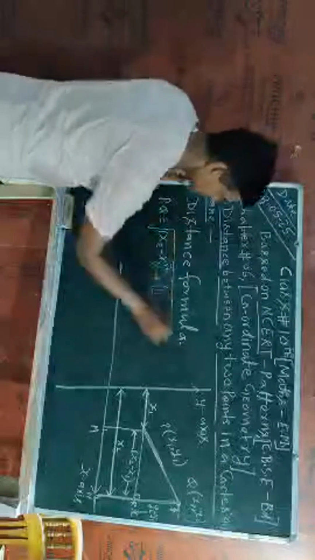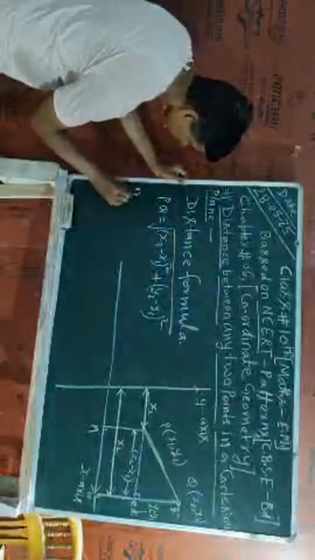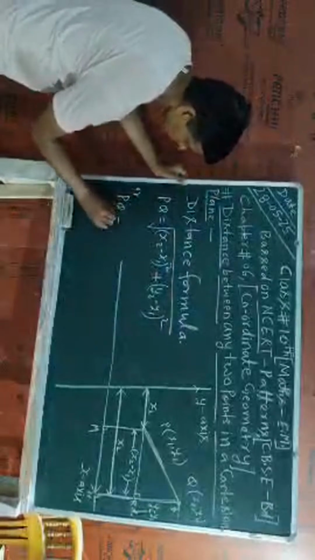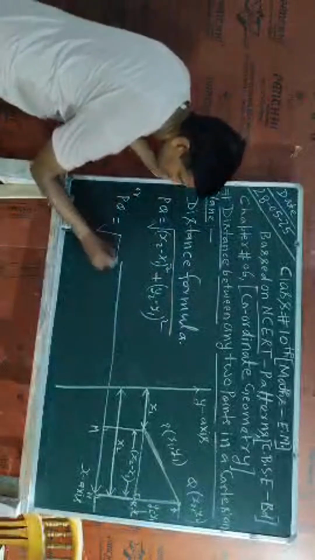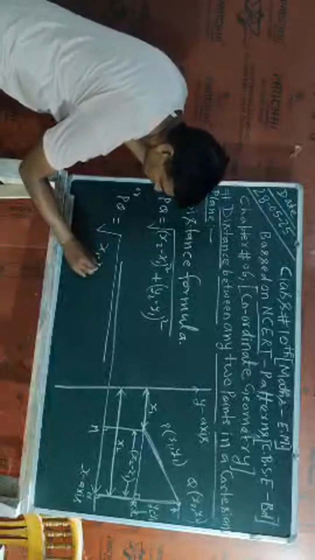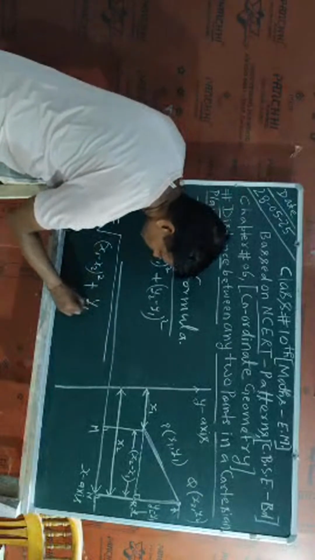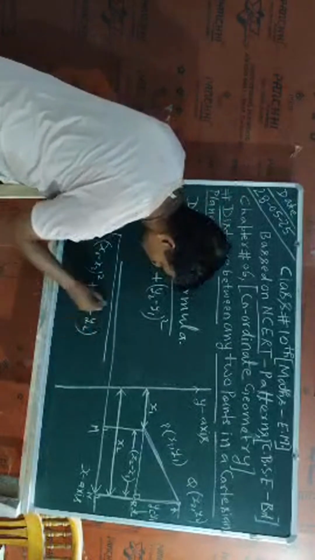You can remember it. One student can use this one, or another student can use it like this. So both are the same. If the student writes x1 minus x2 whole square plus y1 minus y2 whole square, both formulas give the same meaning.